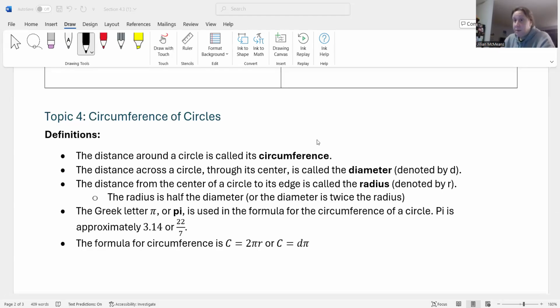Topic 4 is going to be a bit longer than the last couple of topics, but worth it. So we're going to talk about circumference of circles. So we've got a little bit of background information, then a couple of things we have to practice, okay?